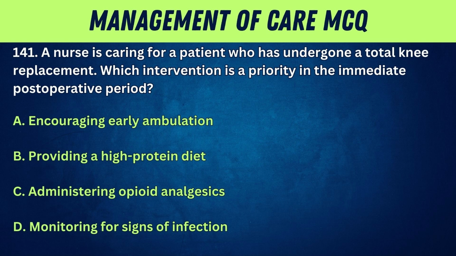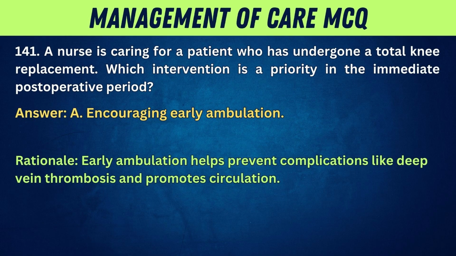141. A nurse is caring for a patient who has undergone a total knee replacement. Which intervention is a priority in the immediate postoperative period? A. Encouraging early ambulation. B. Providing a high-protein diet. C. Administering opioid analgesics. D. Monitoring for signs of infection. Answer: A. Encouraging early ambulation. Rationale: early ambulation helps prevent complications like deep vein thrombosis and promote circulation.